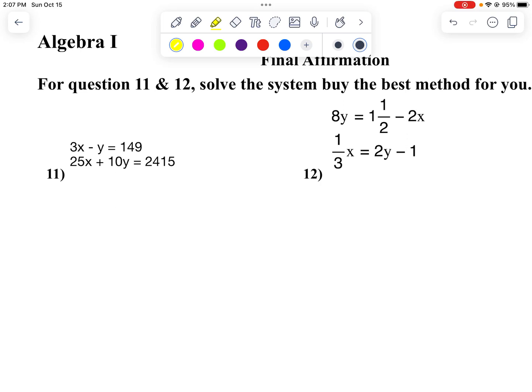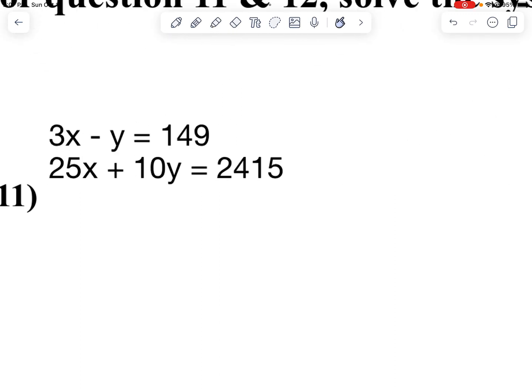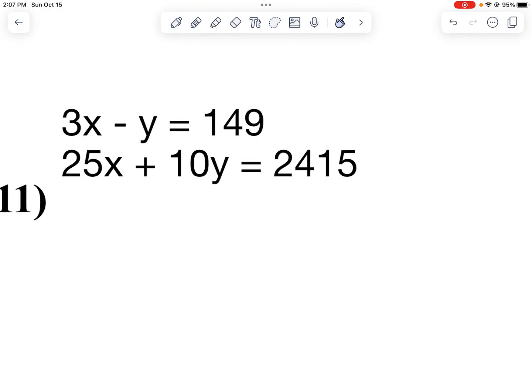On questions 11 and 12, I want you to solve the system by the best method for you. And by the best method for you, I'm telling you, substitution or elimination. Because you don't know what the answers for graphing are going to be, whole numbers or nice numbers to work with. So let's just concentrate on substitution and elimination. On question number 11, notice they're in columns. So I think substitution would work best here.